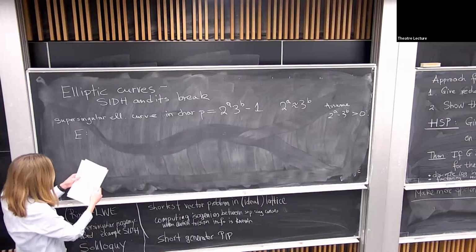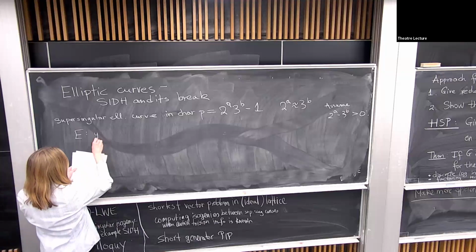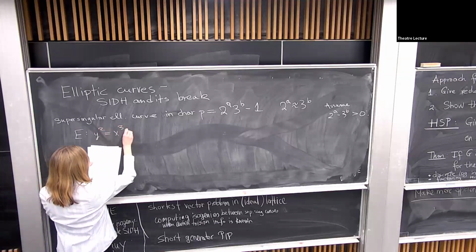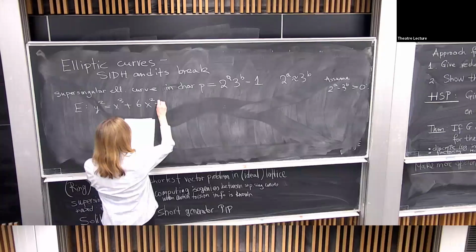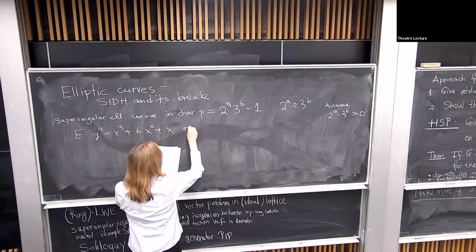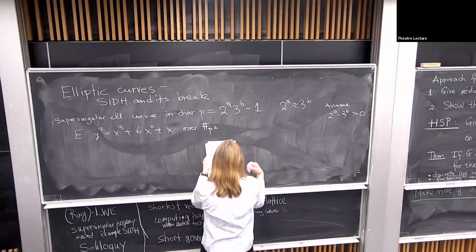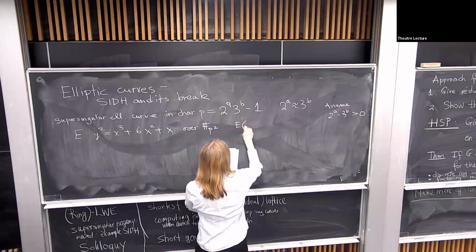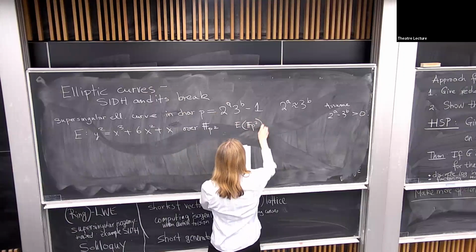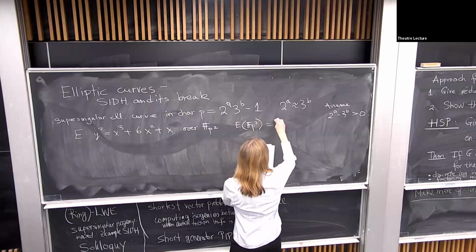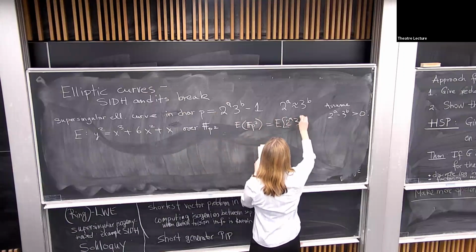And so then let's take an elliptic curve. I think this is the one that was used in the NIST submission. The starting curve is known. The number of points over F_p squared is just the 2^a 3^b torsion.